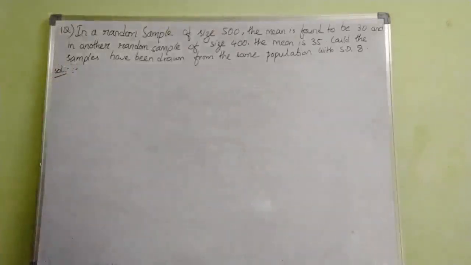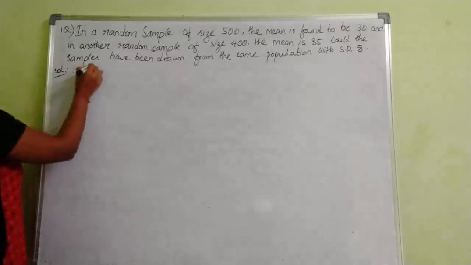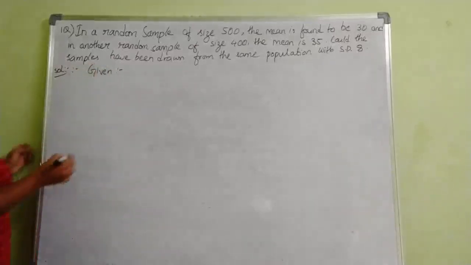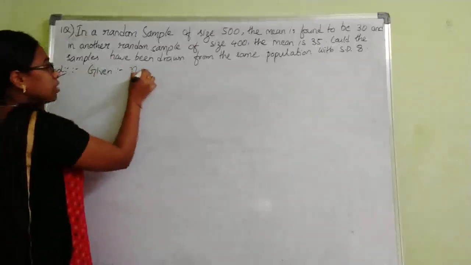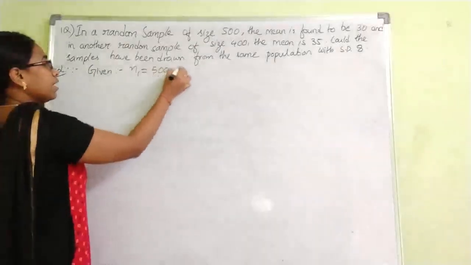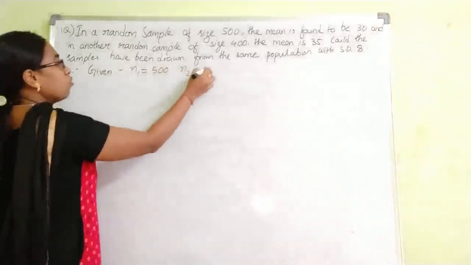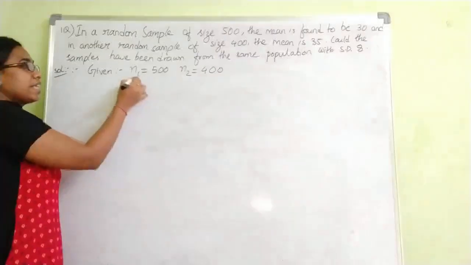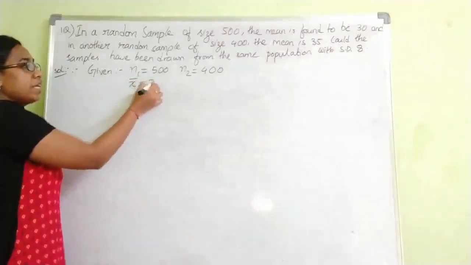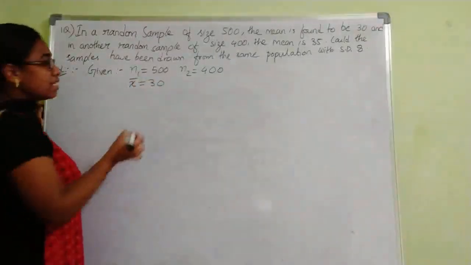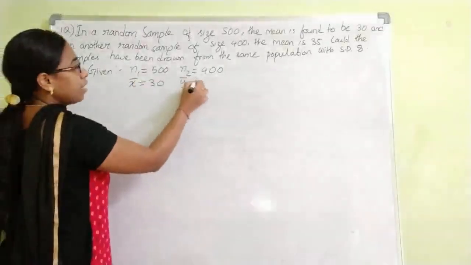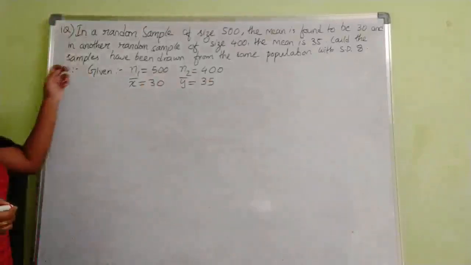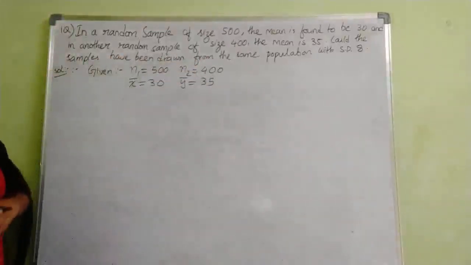First write down the given values. The sample sizes are given: n1 equals 500 and n2 equals 400. The mean of the first sample is x bar equals 30, and the mean of the second sample is y bar equals 35. And one more value is given, that the population standard deviation is 8.